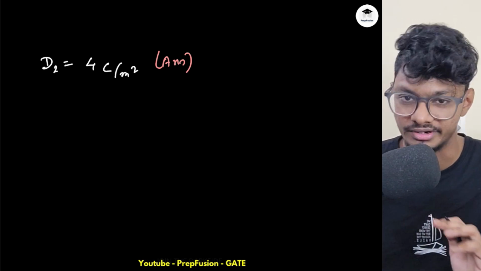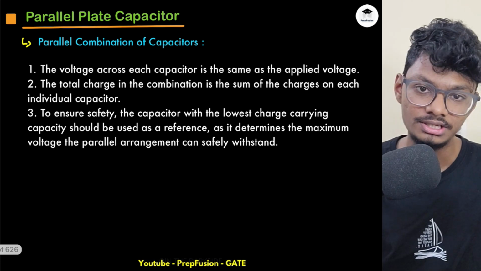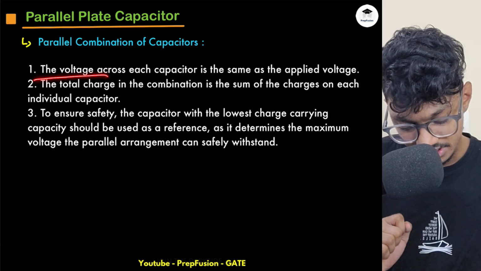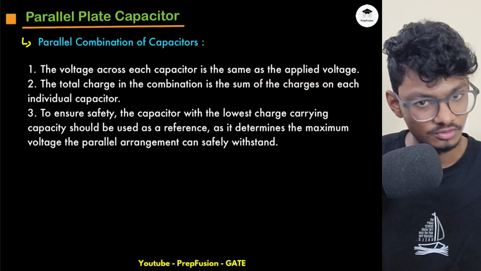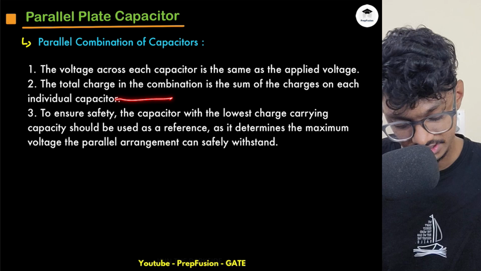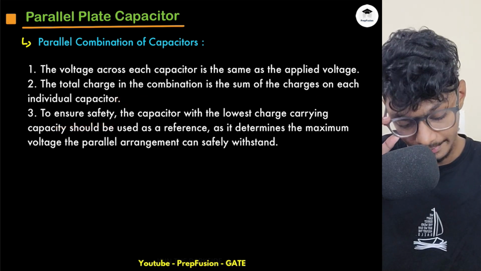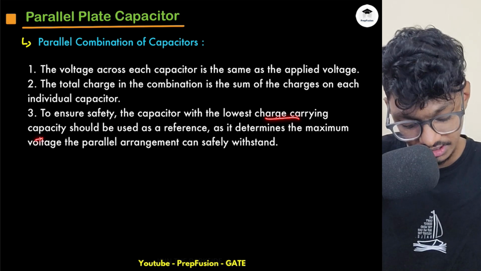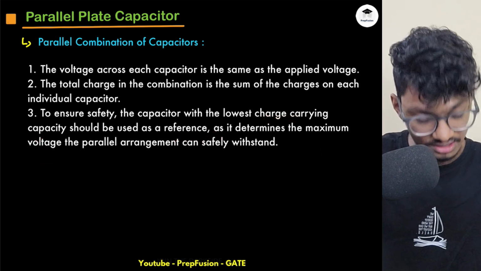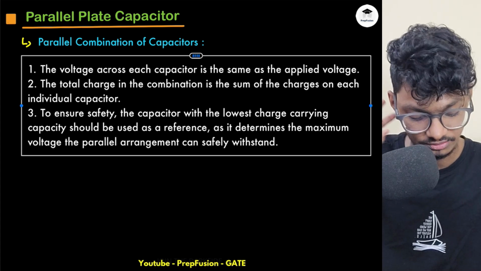You can just use the boundary condition. Have I used any new concept? No, just the boundary condition. So here a few things are written for parallel plate capacitors in parallel combination. The voltage across each capacitor is the same as the applied voltage in case of parallel combination. The total charge in the combination is the sum of the charges on each individual capacitor. To ensure safety, the capacitor with the lowest charge carrying capacity should be used as a reference, as it determines the maximum voltage in the parallel arrangement that can safely withstand.